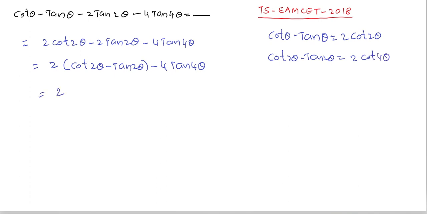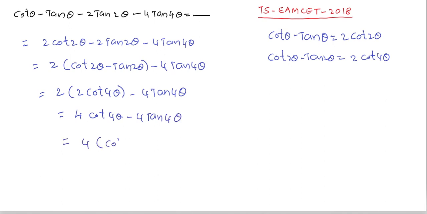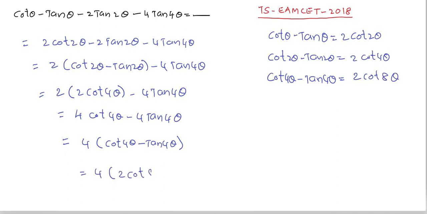Applying this formula, that is 2 into 2 cot 4 theta minus 4 tan 4 theta, that is equal to 4 cot 4 theta minus 4 tan 4 theta. Again 4 common, that is 4 into cot 4 theta minus tan 4 theta. Again we know that cot 4 theta minus tan 4 theta is equal to 2 cot 8 theta, so 4 into 2 cot 8 theta is equal to 8 cot 8 theta. This is the answer.